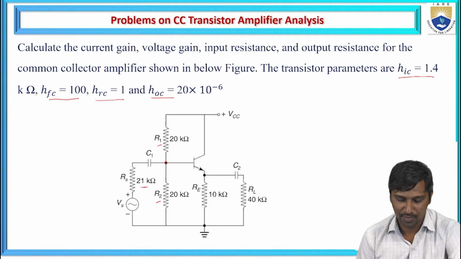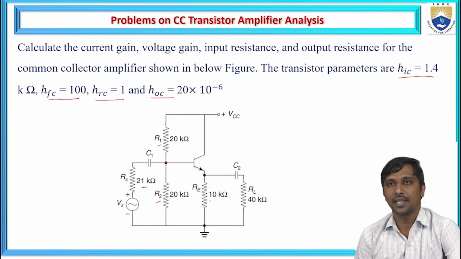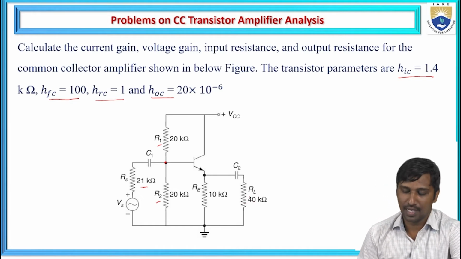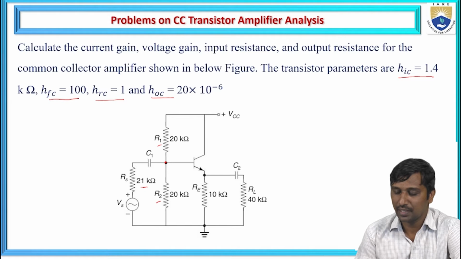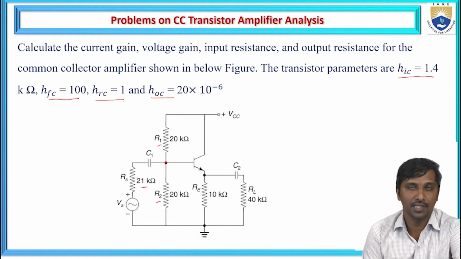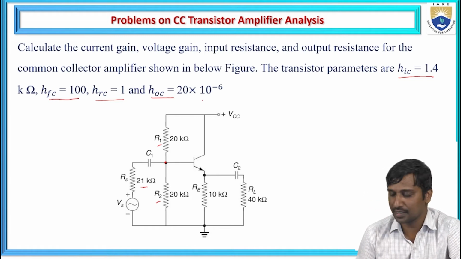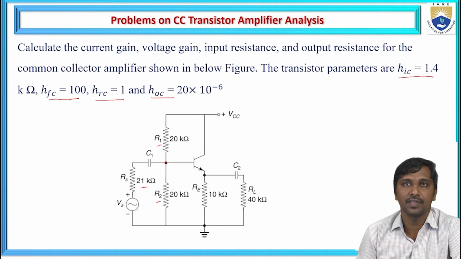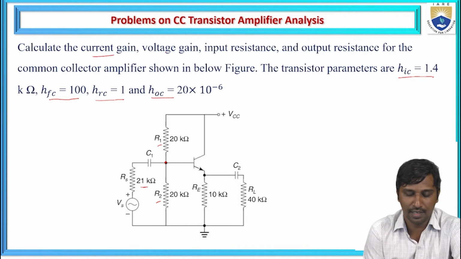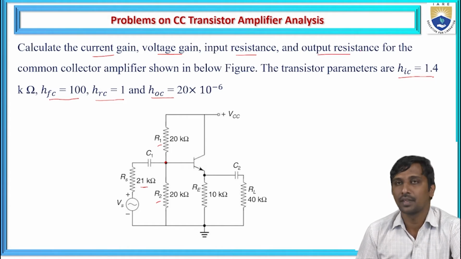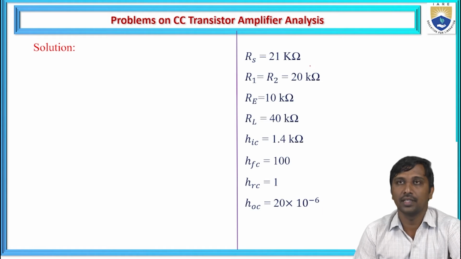We need to consider all these parameter values. Source resistance is 21 kilo ohms, R1 is 20 kilo ohms, R2 is 20 kilo ohms, RE is 10 kilo ohms, and RL is 40 kilo ohms. Along with the given transistor small signal model parameters: hic is 1.4 kilo ohms, hfc is 100, hrc is 1, and hoc is 20 times 10 to the power of minus 6. Based on all these specifications, we need to calculate the current gain, voltage gain, input resistance, as well as the output resistance. First I am going to analyze all the given specifications.